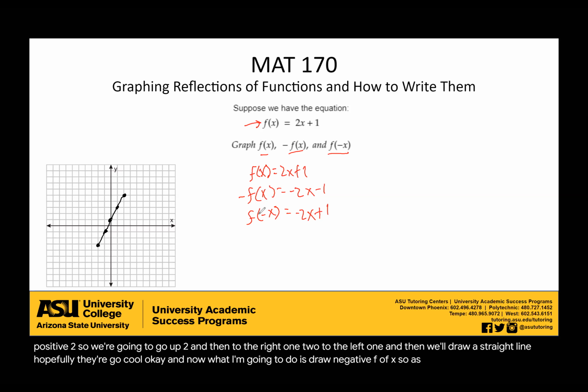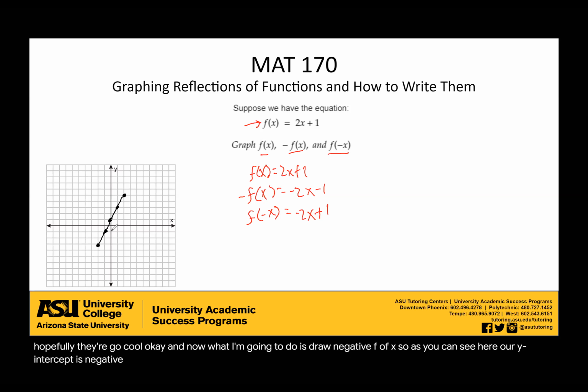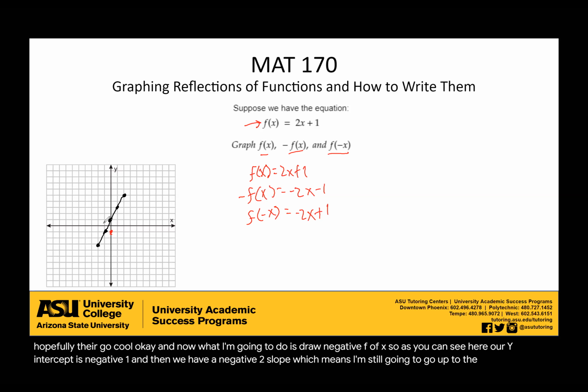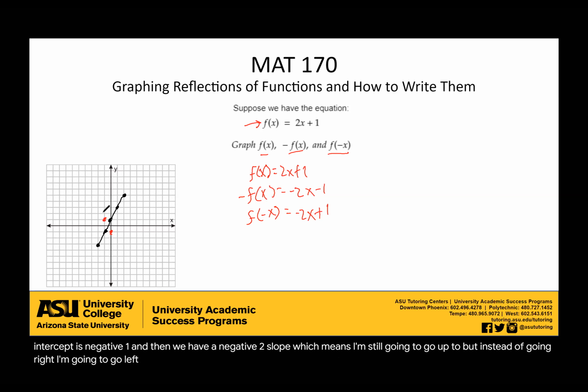Now what I'm going to do is draw negative f of x. As you can see here, our y-intercept is -1. And then we have a -2 slope, which means I'm still going to go up 2, but instead of going right, I'm going to go left. And then likewise for going down, so we'll go down 2 and then to the right. Perfect.